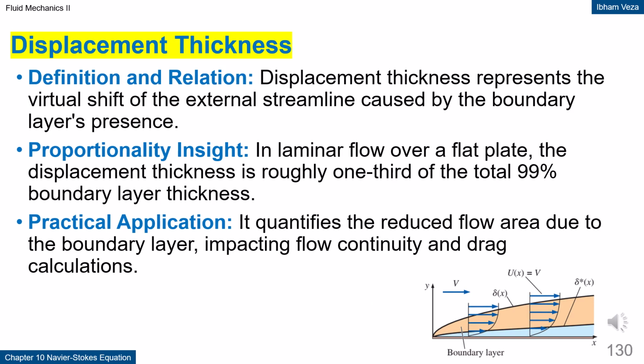Displacement thickness. In laminar flow over a flat plate, the displacement thickness is approximately 1/3 of the 99% boundary layer thickness. This value provides a quantitative measure of how strong the boundary layer influences the outer flow field. The thicker the boundary layer, the larger the displacement thickness becomes. This concept is important in continuity calculations and in predicting changes in the external flow field. In other words, displacement thickness links the real flow to the idealized model.